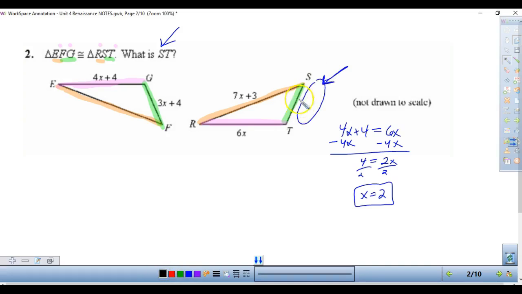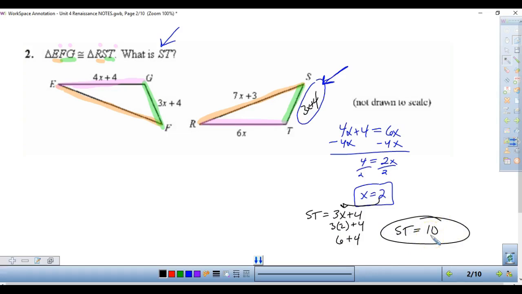So I have to go look at what st matches, and it matches gf, 3x plus 4. So I can put that in here, 3x plus 4. And then I can say, alright, st equals 3x plus 4, and I know what x is, so 3 times 2 plus 4, or 6 plus 4, so st equals 10 would be the answer to that one.